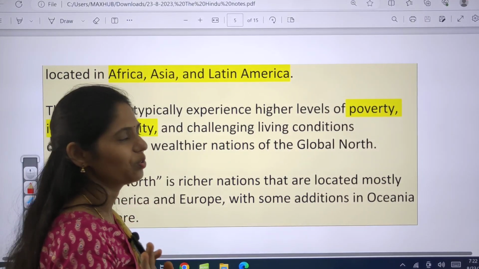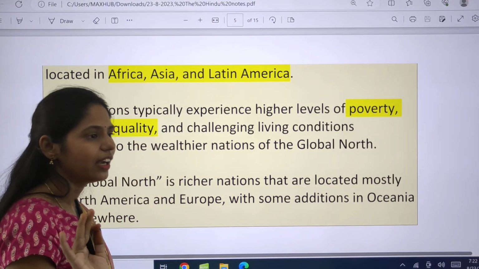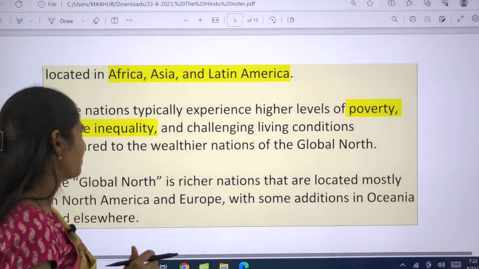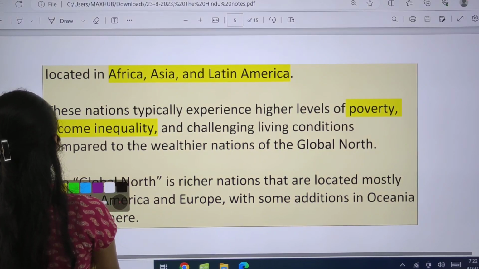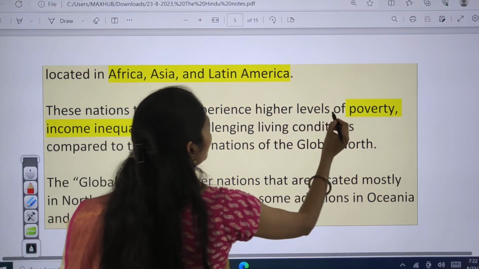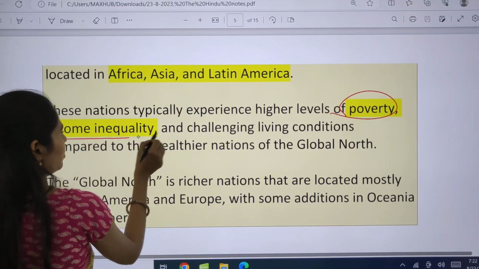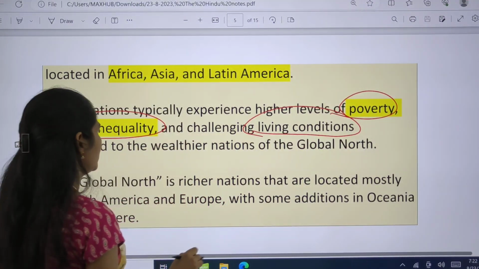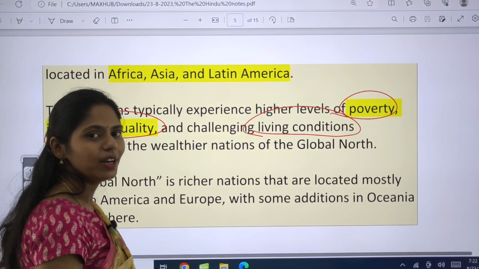Please let me know. Don't worry, and even if you don't know, leave it. In the next class, we are going to discuss that. Here we are facing problems like poverty, income inequality, and the living conditions are also very challenging compared to that of the Global North.